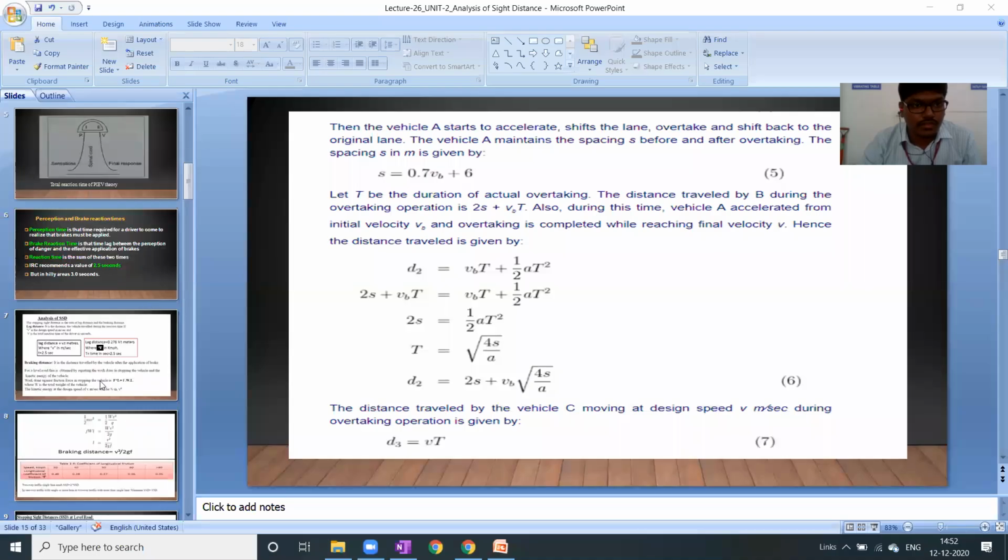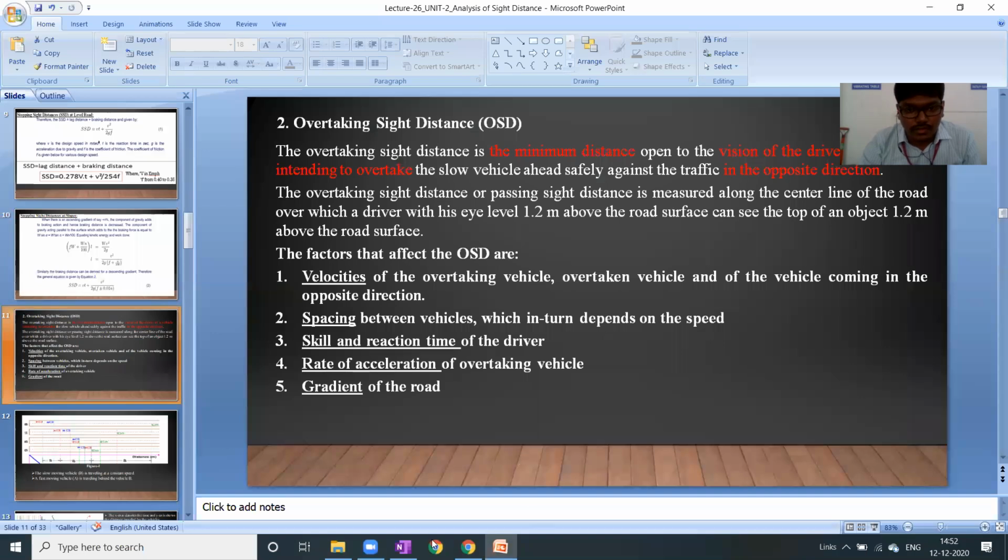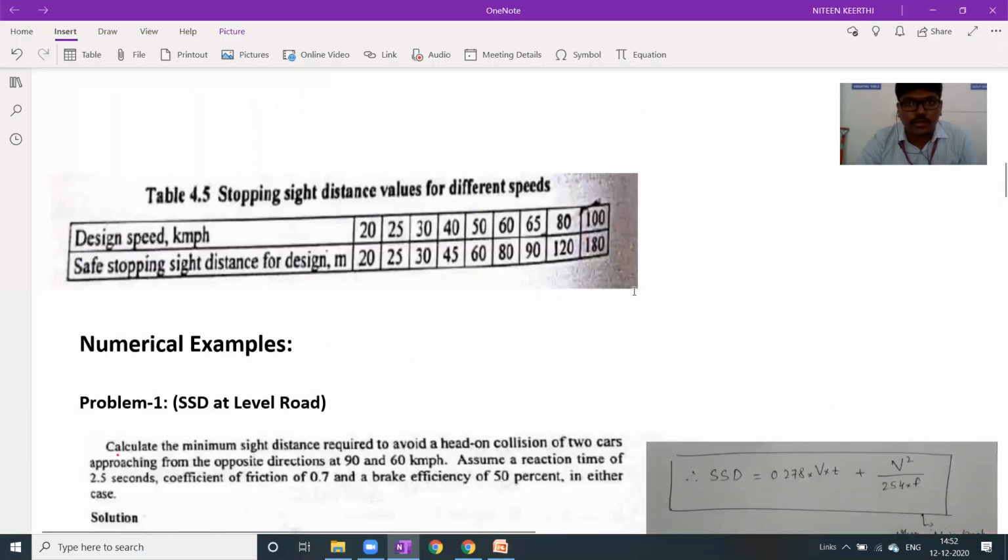So in the morning, I was discussing sight distance, in that the first type of sight distance, that is stopping sight distance. So moving back to the next topic, before that, I will try to discuss one example, and then I will move back to the other type, that is overtaking sight distance.